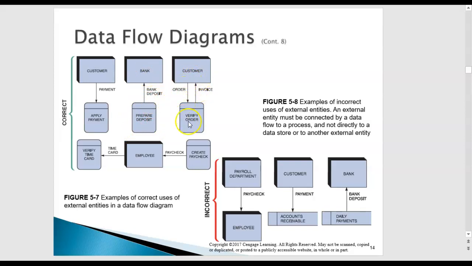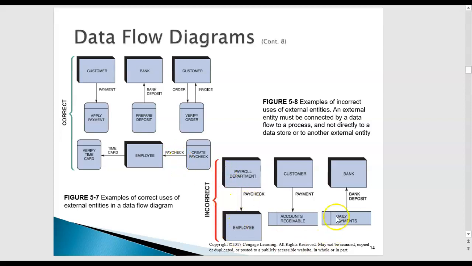Or you could have a process which is a circle. Essentially, the customer places an order, it goes through the process of verifying the order, and then an invoice is sent back to the customer. The same goes for this example over here. A process creates the paycheck, it is submitted to the employee, the employee then submits the time card, and it goes back to create a paycheck. So what you can see is in these examples, the entity is either an origin of data or it's the destination for the data.